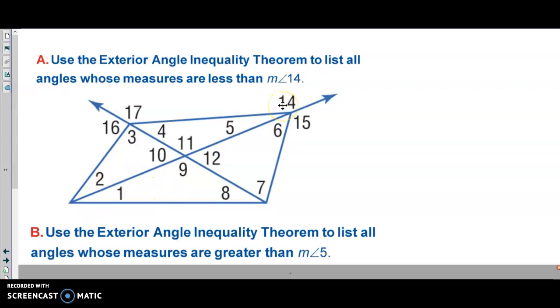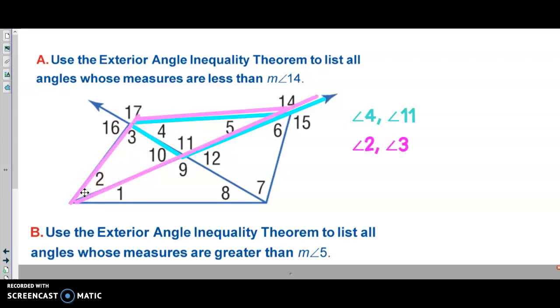Here's angle 14. We can see that angle 14 is exterior to this little triangle here. That means it is greater than angle 4 and angle 11, because it is exterior to those two remote interior angles. We can use that same exterior angle relationship to say that angles 2 and 3 are both less than 14 if we consider this large triangle here. We would recognize that angle 14 equals the sum of 2, 3, and 4 together. But since we already know that 4 is less than 14, we can just add 2 and 3 to our list.